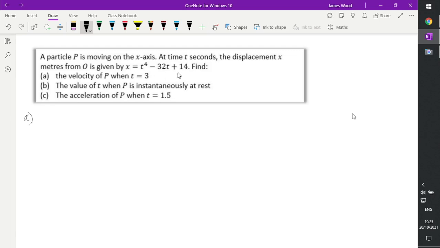So we've got the displacement. Remember, to go from displacement to velocity, we need to differentiate it. So dx by dt will give me v. If we differentiate this, I get 4t cubed minus 32. And then we want to find it at t equals 3. So we can just substitute that in. So 4 times 3 cubed minus 32, which is 76 meters per second.